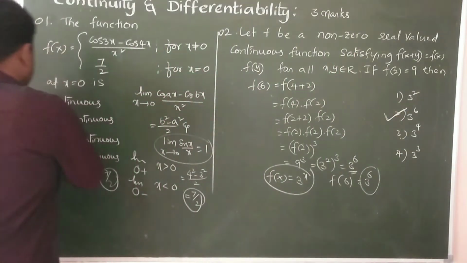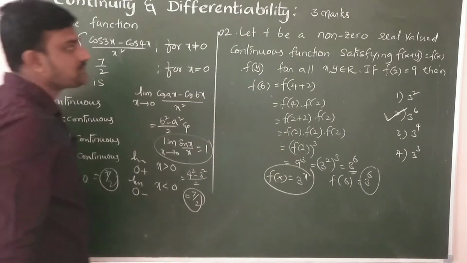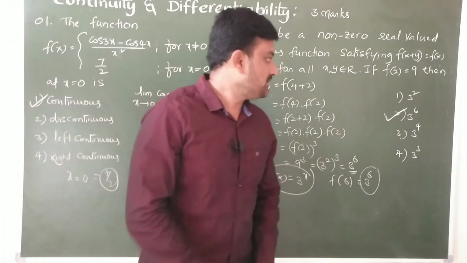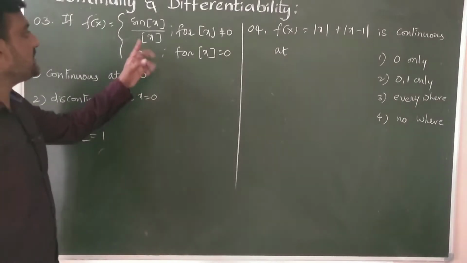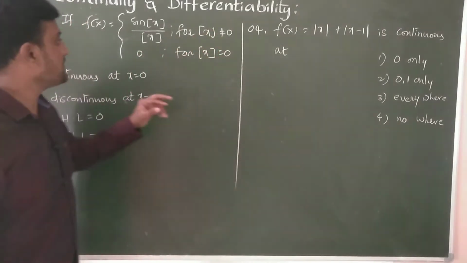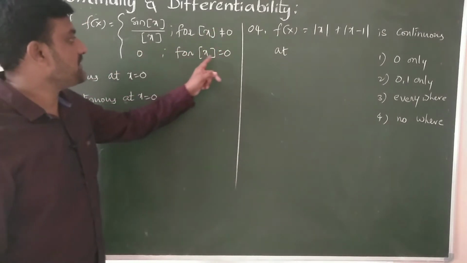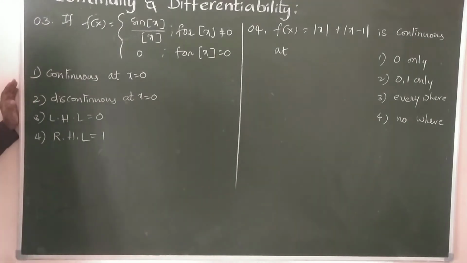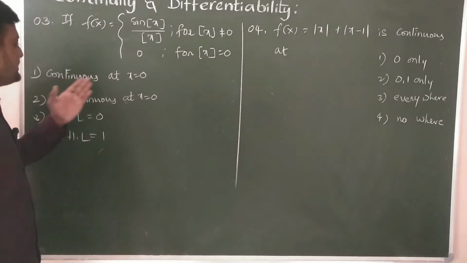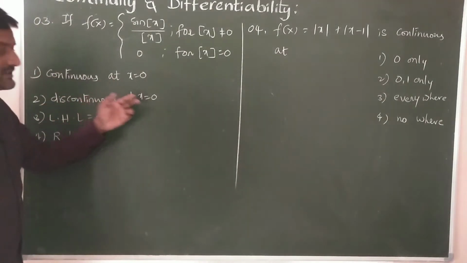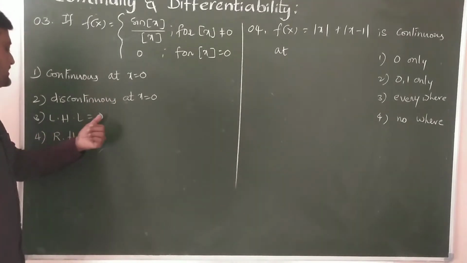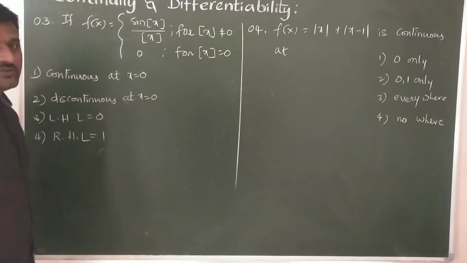Here the first option was continuous. Let us do more. f of x equals sin of step of x by step of x for step of x not equal to 0, and 0 for step of x equals 0. Here the options are: continuous at x equals 0, discontinuous at x equals 0, LHL equals 0, RHL equals 1.